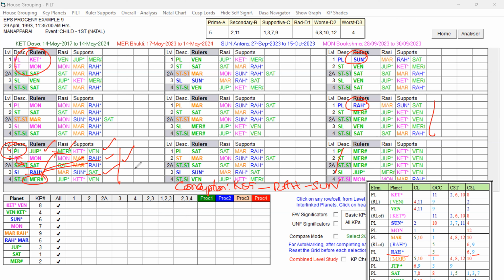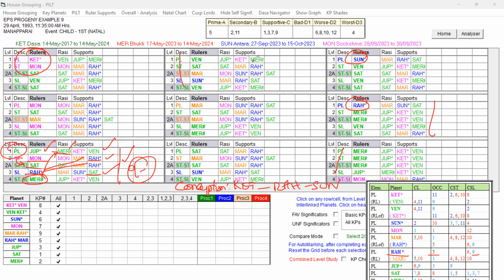So at the time of the completion of 9 months of the pregnancy, which antra was the native running? The antra the native was running was Venus antra. During Venus antra only, the scheduled delivery month has fallen. So is Venus favorable? You can see that when compared to Ketu, Venus is better.